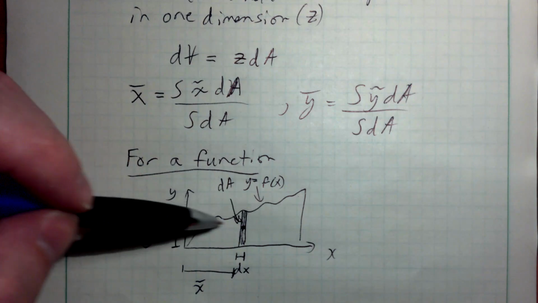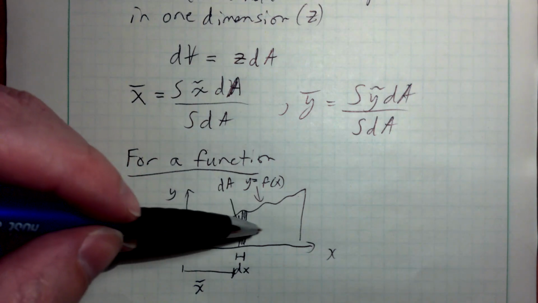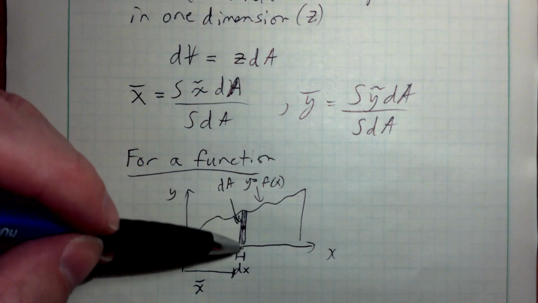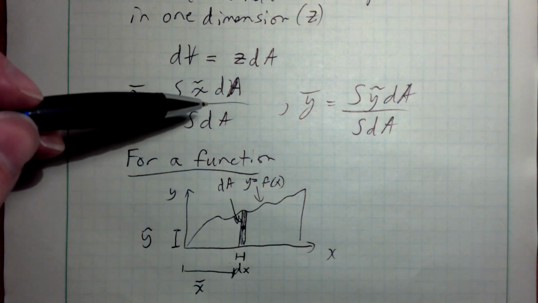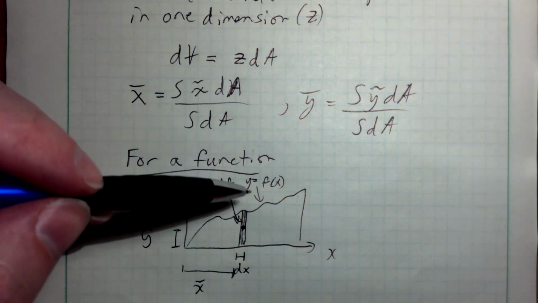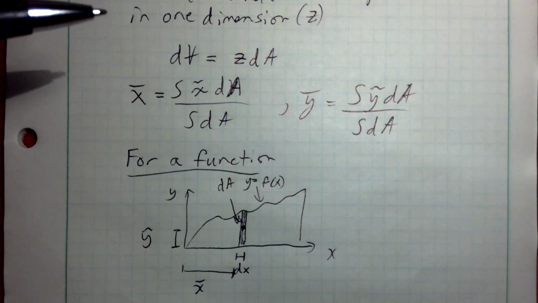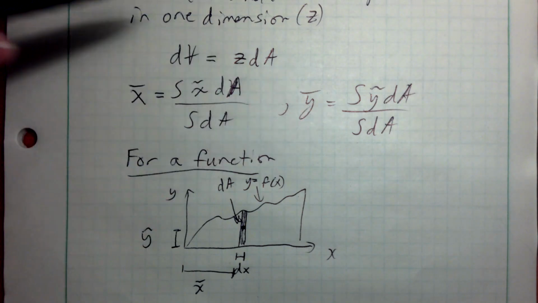Talk about a Riemann sum in a calculus class, right? I'm going to add up all these little differential slices, and every one of them is going to have its own x bar location. I'm going to add all those up and then divide by the total area, which is just going to be the integral of this function. And I can do the same thing in the y direction.